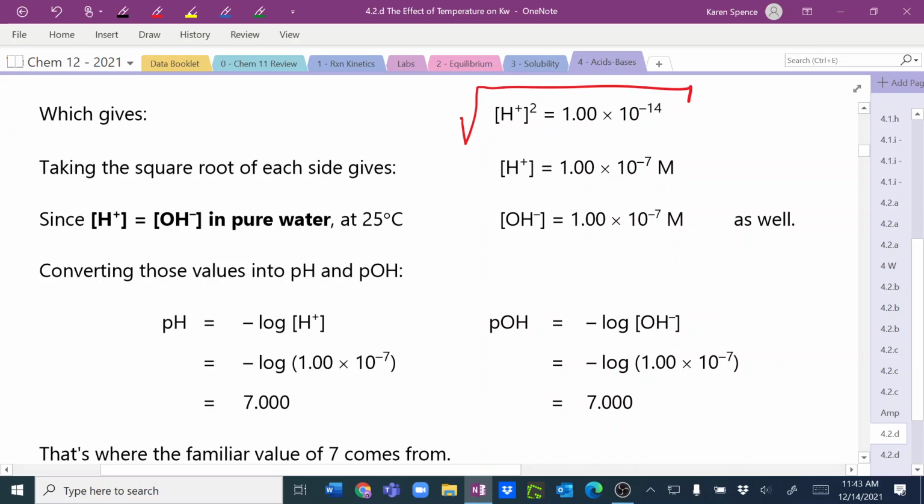Well, we get pH, negative log of hydrogen, negative log of 1 times 10 to the negative 7. We get a value of 7. Oh, guess what? For pOH, p means take the negative log. How could you remember that?